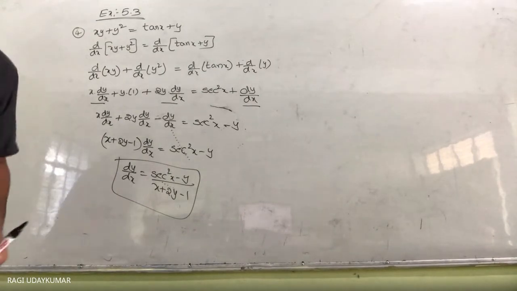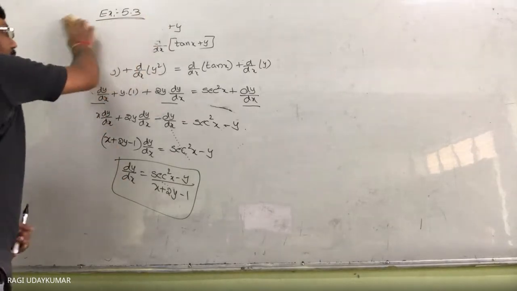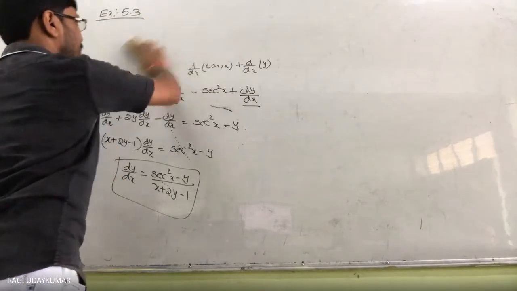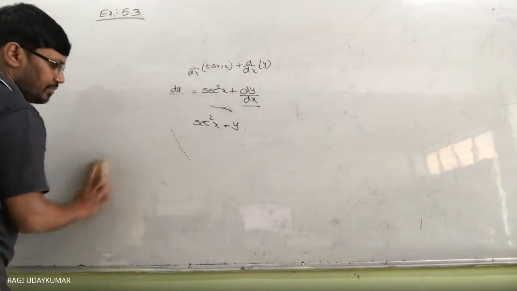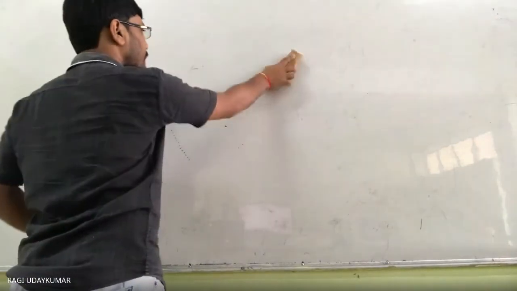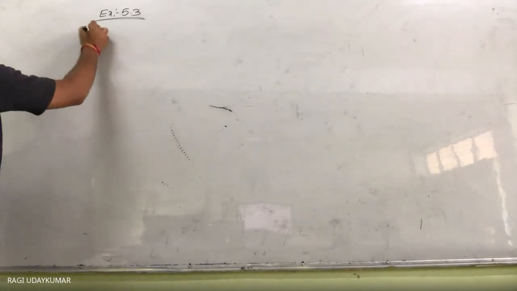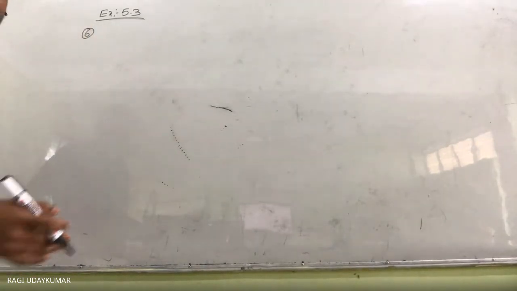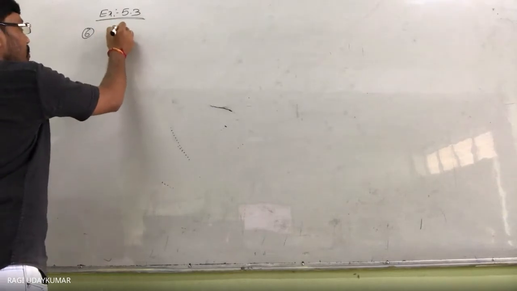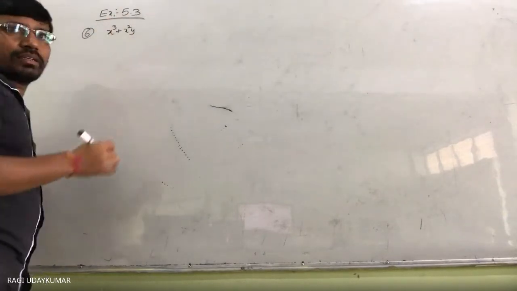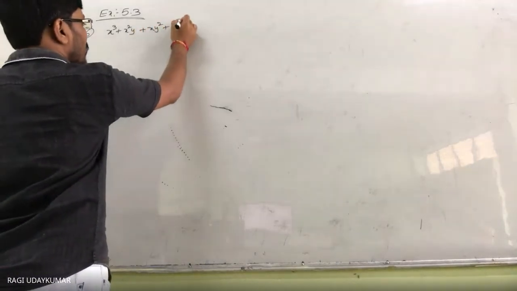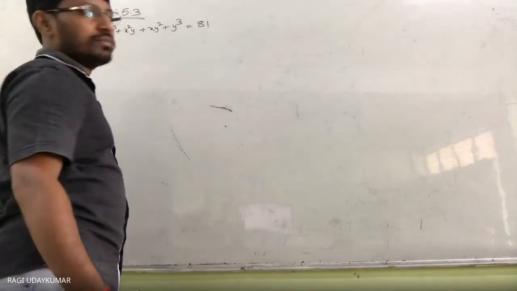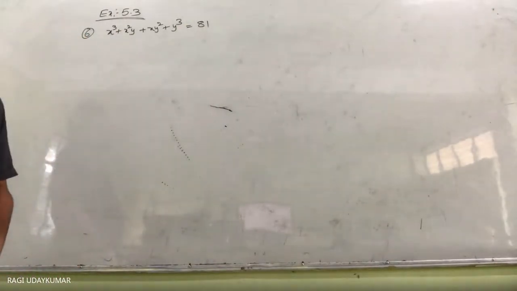You may feel it's lengthy. It's a lengthy problem, but not more difficult. Sixth and seventh problems. Sixth one: the question given to you is x cube plus x square y plus xy square plus y cube is equal to 81. So the derivative you need to find out here.